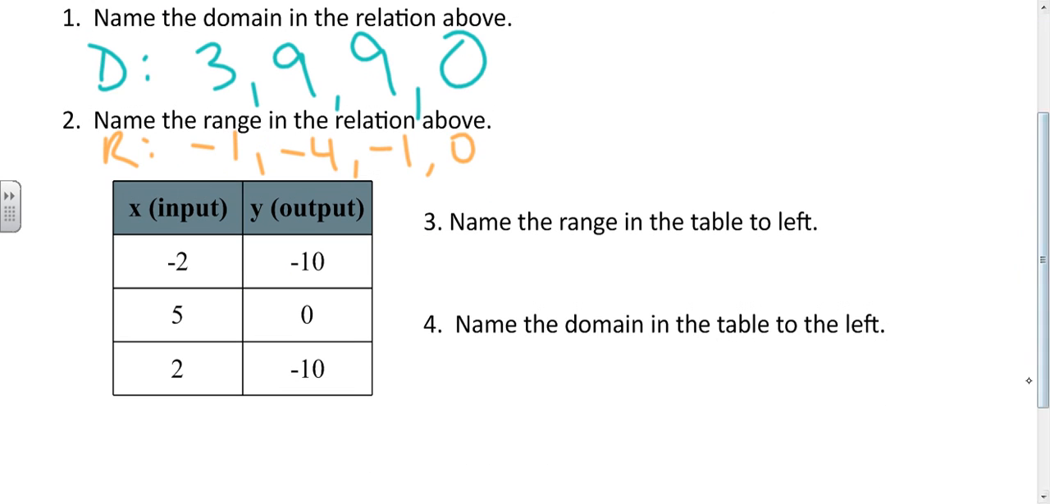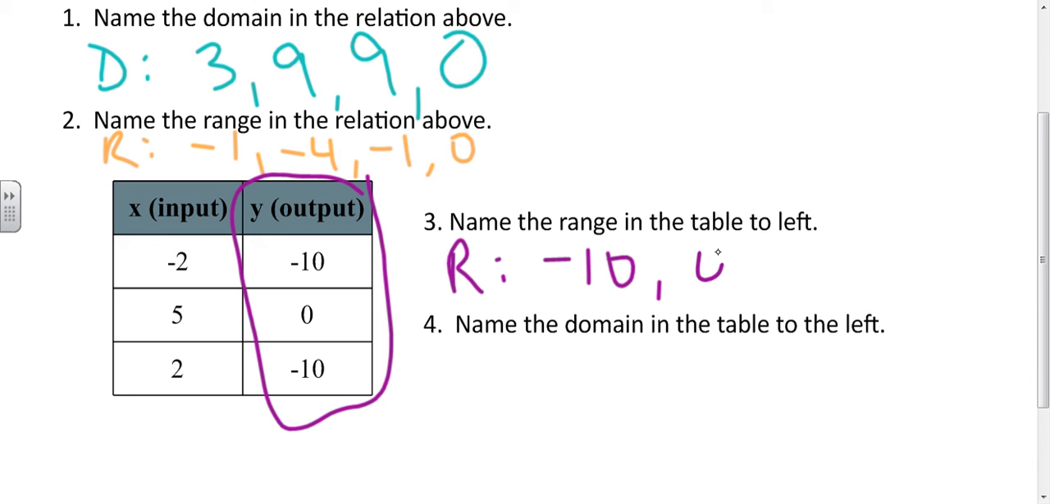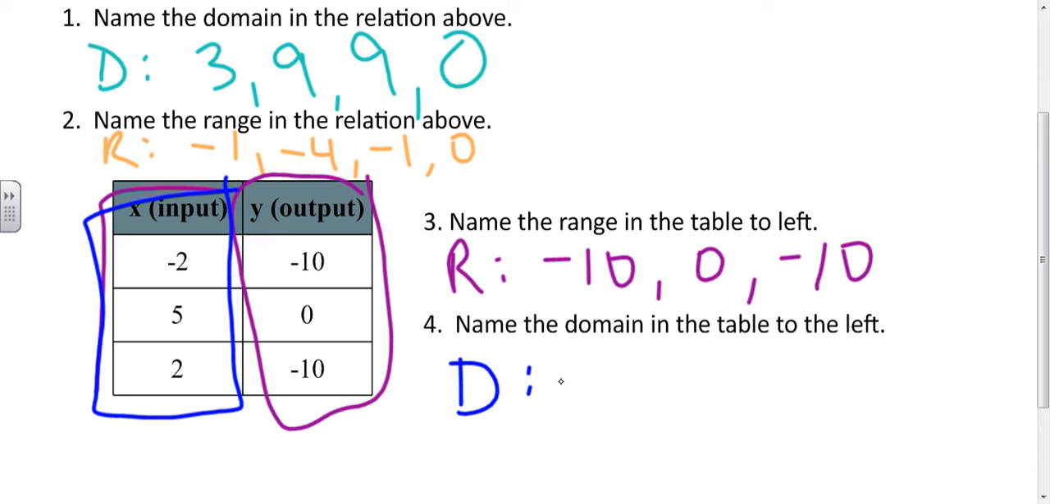If I look at this table here, I want to name the range. Remember, range is the outputs, so range are the y coordinates. My range is -10, 0, and -10. And my domain is going to be all my inputs. So my domain is going to be -2, 5, and 2.